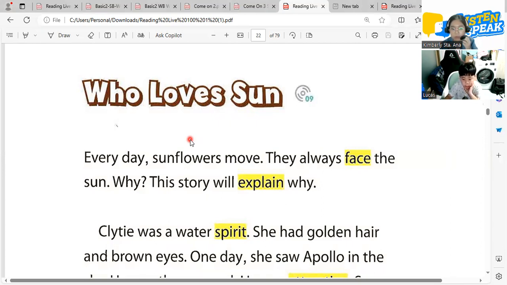They always face the sun. This story will explain why sunflowers face the sun. Okay, so here we learned that sunflowers move every day. Sometimes they face here, sometimes the sunflower faces here. So why do they move?